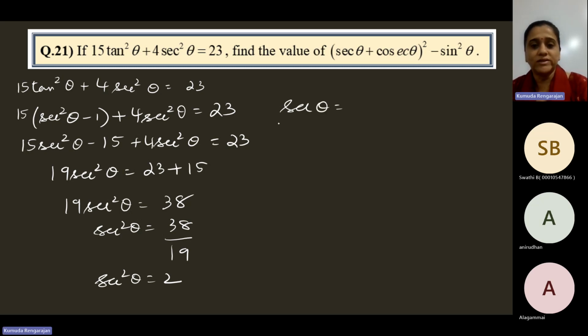So what is the secant square theta? Secant theta, the whole square, is equal to 2. Secant square theta means secant theta, the whole square, is equal to 2. So secant theta is equal to square root of 2.